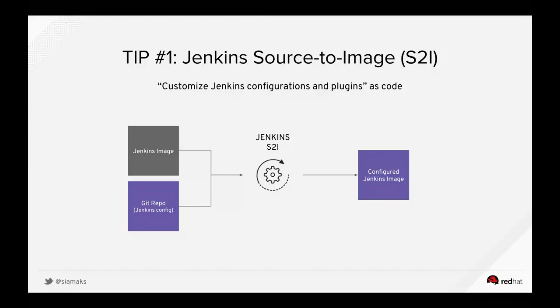One of the most famous ones is the settings XML for Maven. You might want that on top of the image. You might want to list the plugins and so on. And OpenShift takes these two, combines them, and builds a new container image that contains your configurations.